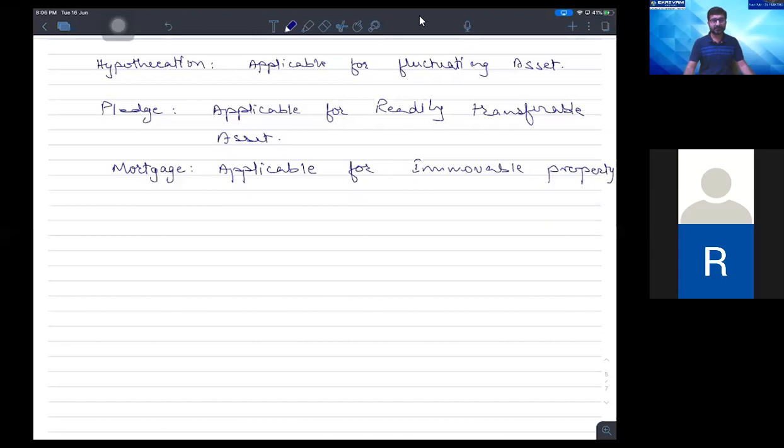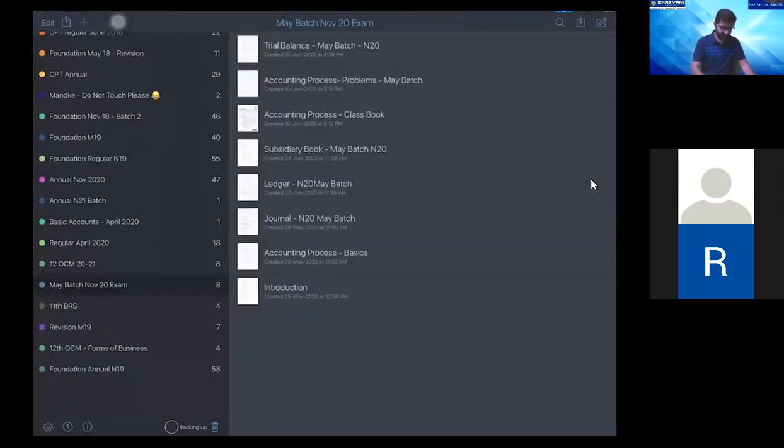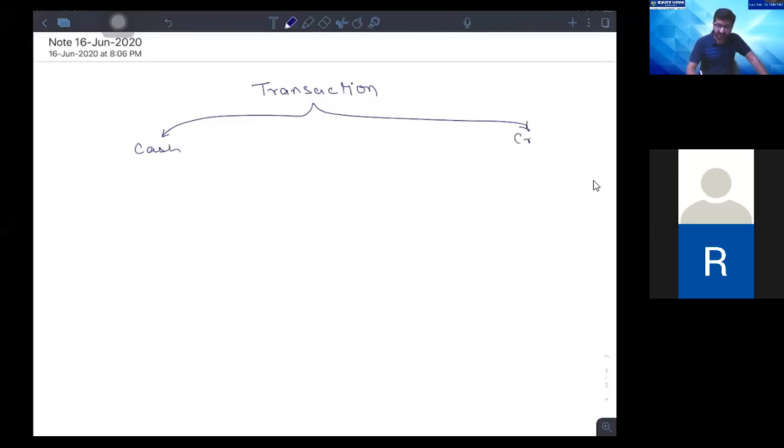So, technically speaking, the accounts are divided into two parts. I'm sorry, the transactions are divided into two parts. That is, transaction. I've already talked about this in the regular batch. Still, I am going in more detail because I know if we understand this, we'll be able to utilize it very well. It becomes easier and more comfortable for us to talk about all these things. The transactions are basically divided into cash transactions and the credit transactions.